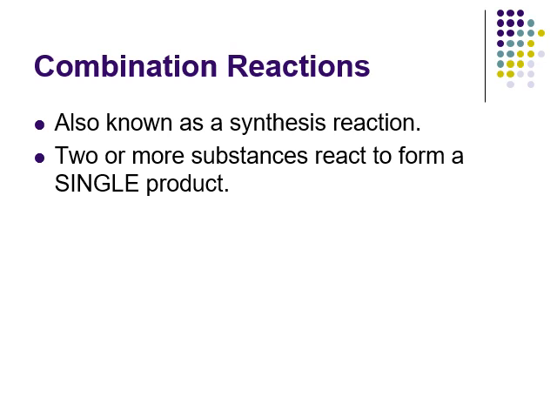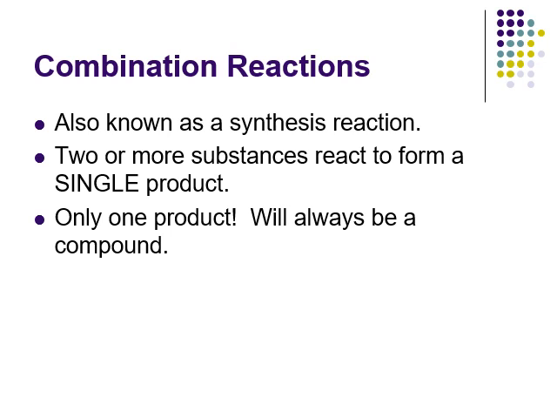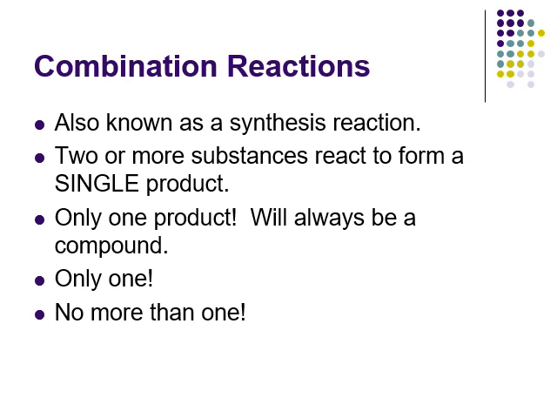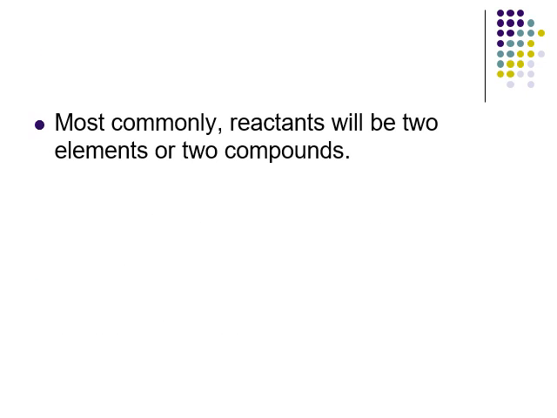And then what you're doing is you're making a single product. And that product will always be a compound. And we're going to see in a moment, if it's an ionic compound, which is very, very common, you have to make sure the compound's neutral, just like we did back in chapter 6. And again, I'm just trying to drive the point home. One product, and it will be a compound. Always, always, always. And like I said, most commonly the reactants will be 2 elements.